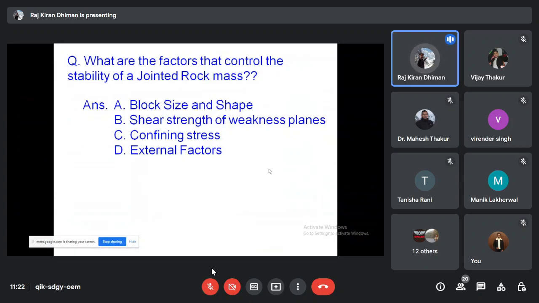See, this question has a very simple answer, and if I go into this answer, these factors are block size and shape. What is the block size? Block size means after the intersection of joints, there will obviously be development of some blocks, right? Because in 3D, we can see there can be a number of joints. So there will be a formation of a block that has a different shape, not necessarily a cubical shape. The second I mentioned is the shear strength of the weakness planes. Don't get confused with this word shear strength here.